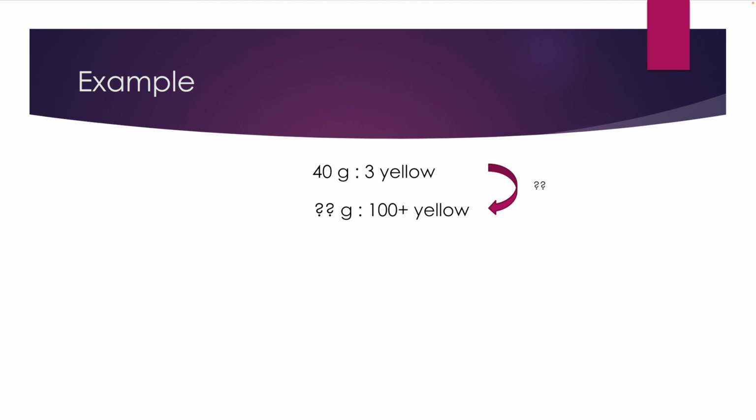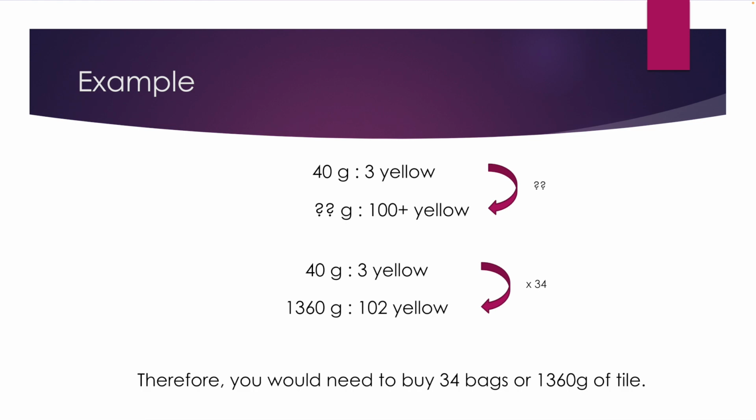So what do I need to multiply by here to get from 3 to 100, or at least 100? So I have my 40-gram bags and 3 yellow tiles in each bag. And if I multiply that by 34, assuming we need to buy whole bags and we can't buy a part of a bag. So if I buy 34 bags, that means I'm going to get 102 yellow, which will get me over the 100 yellow I need, which equals out to 1,360 grams. So therefore, I would need to buy 34 bags or 1,360 grams of tile.